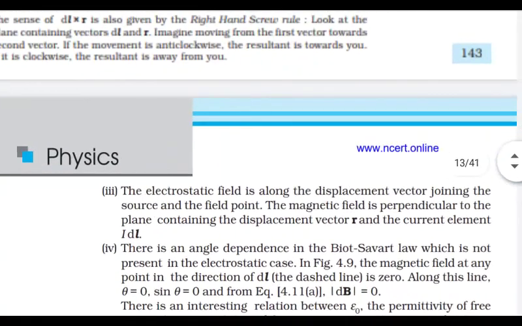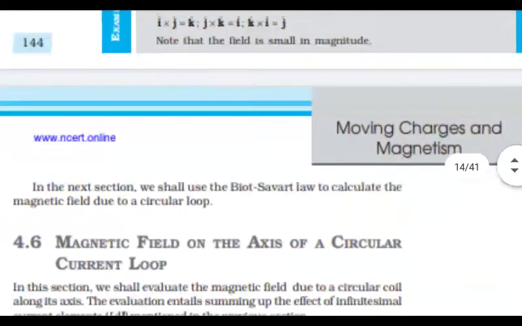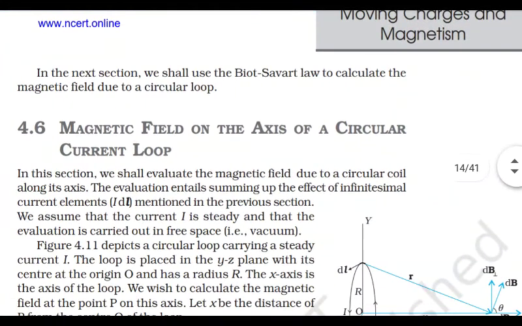So there are a lot of things which we will discuss later as they come up. There is no derivation.